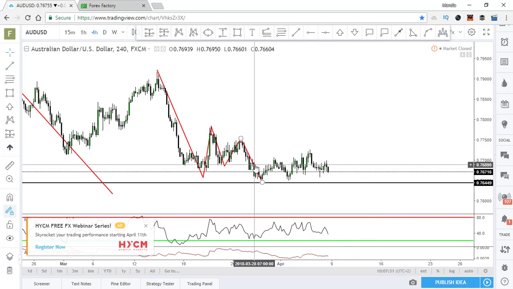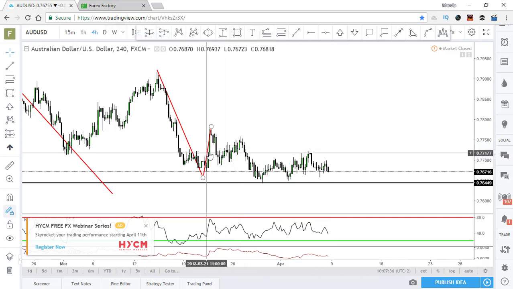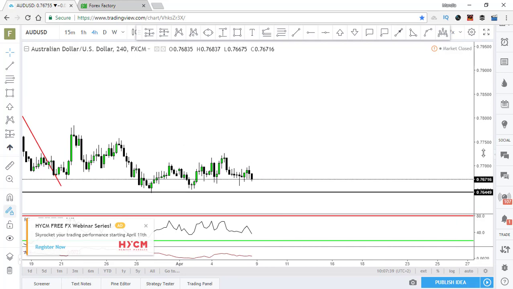Okay, now as we are consolidating right here, let me delete these. I like a clean chart, guys. Excuse me. I like a clean chart.